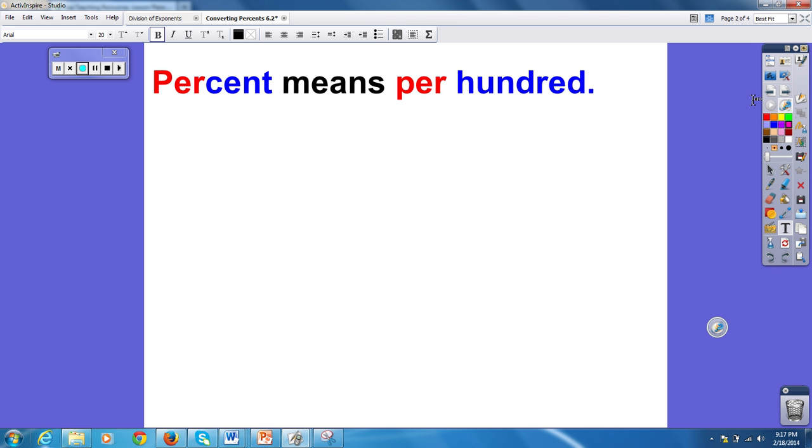As we talked about during class today, percent means per hundred or out of 100. So for example, if you have 8%, that means 8 out of 100.